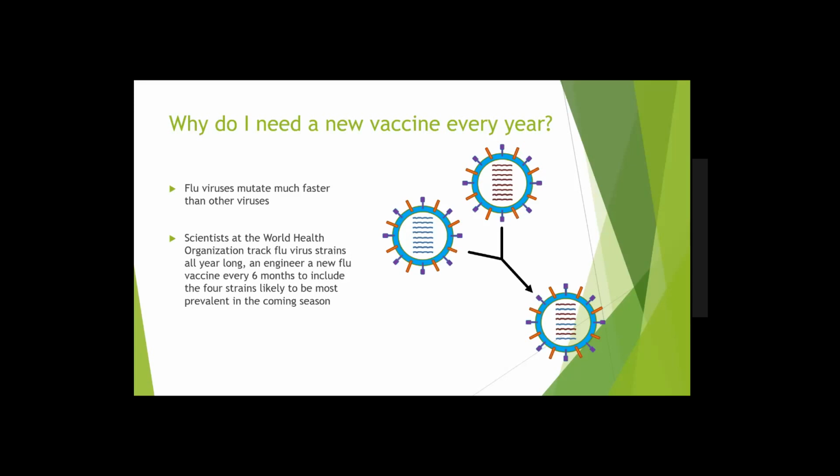prone to mutating. So every season, the flu strains that are circulating can be very, very different from the year before. The reason for that is because the flu contains so much genetic material. Here you can see that each flu virus has 8 strands of RNA, which is like DNA, inside itself, and those are very prone to causing mutations and making new strains of the flu.